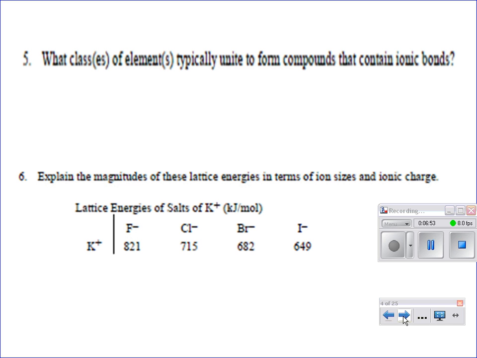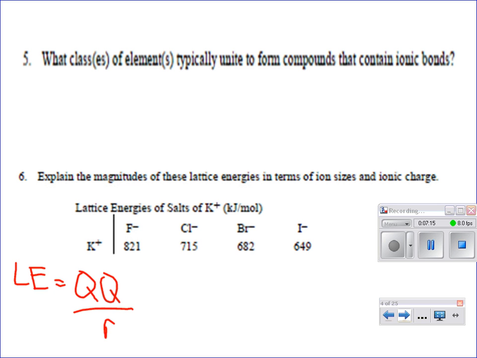So looking at lattice energies, the question here wants to know, why do the potassium ion salts have this trend? Why does this trend exist? So first thing, when you see a lattice energy problem, I want you to jot down QQ over R. That's going to let the AP reader know you know what's going on and you know what this is referring to.